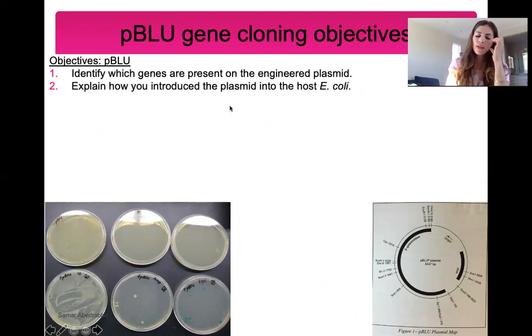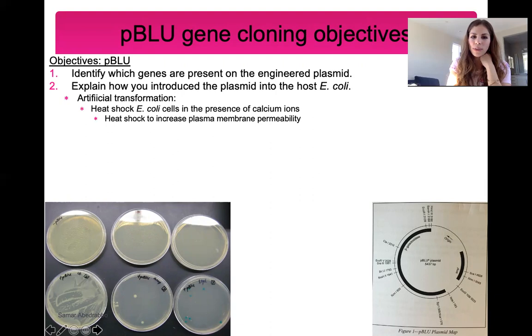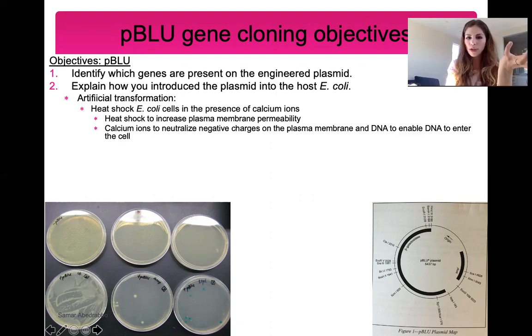Explain how you introduce the plasmid into the host E. coli. To get your pBLU plasmid into E. coli for this lab, you're doing artificial transformation and you're specifically heat shocking the cells with calcium chloride. So you heat shock the cells. Remember, you're trying to get the pBLU plasmid in, and the calcium ions are positive, so they neutralize the negative charges on the plasma membrane.